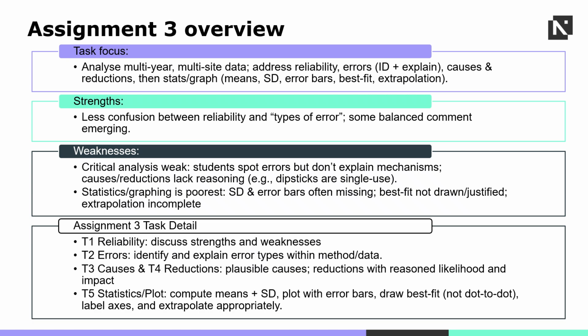So reliability, we're looking for a strength plus a limitation tied to the data pattern. For errors, we're looking at identify plus a because clause linked to the method. So for example, reading before stabilization leads to random error. For task 3, causes and reductions. For task 4, give a plausible mechanism and how the fix would improve a metric. For example, SD decreases. For task 5, the statistics or plots, compute mean and SD, plot means with error bars, draw the justified best fit, comment on outliers, extrapolate cautiously, as in state the limits.